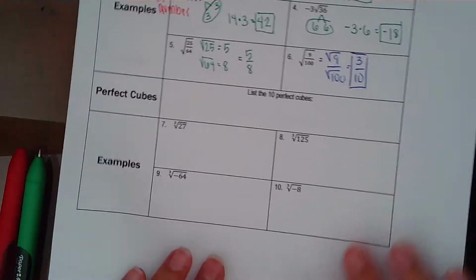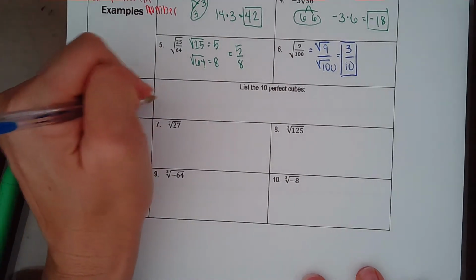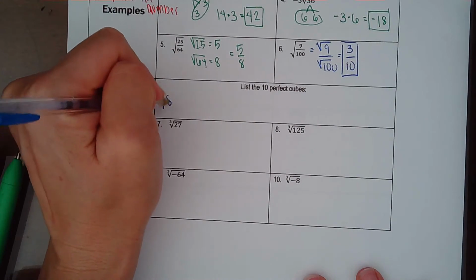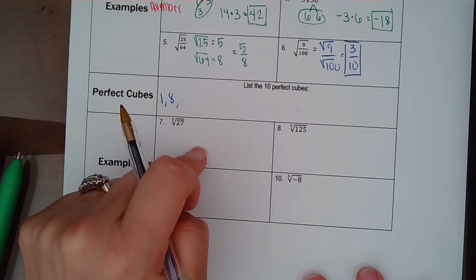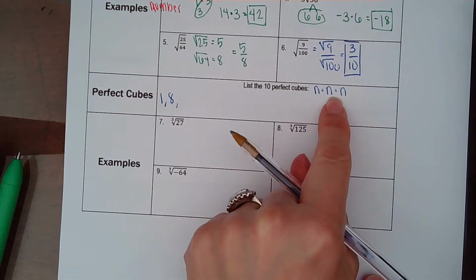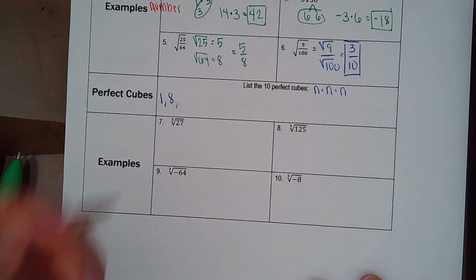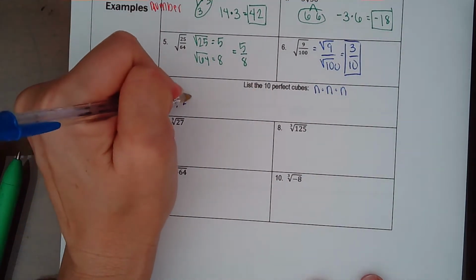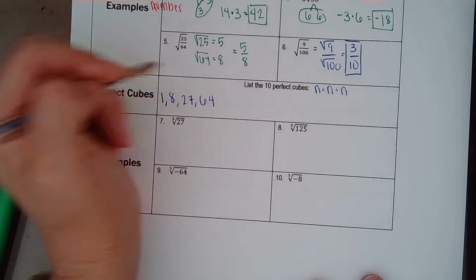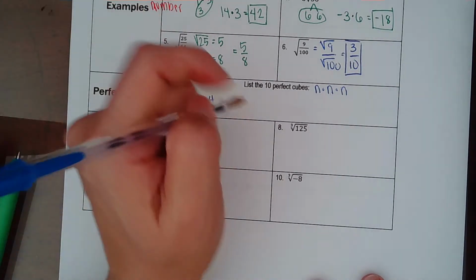Okay, so now we're going to move along and list the 10 perfect cubes. So if we do that, well, 1 is our first one. 1 cubed is 1. 8 is our second one, which is 2 times 2 times 2. So that is like a number times a number times a number, if you're wondering what cubed means, right? Cube means three-dimensional, right? A cube. Okay, and then our next one would be 27, which is 3 times 3 times 3. And then 64, which would be another one, 4 times 4 times 4.